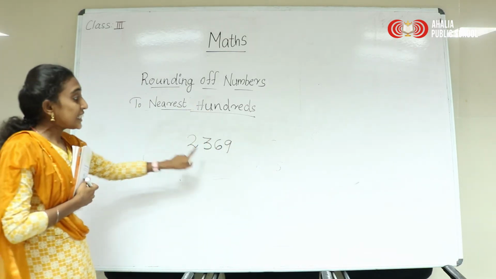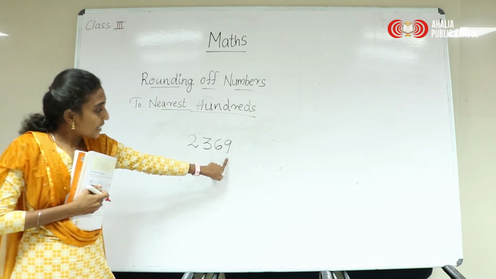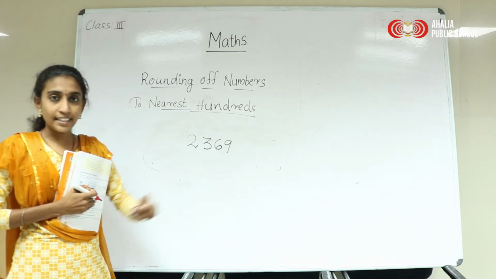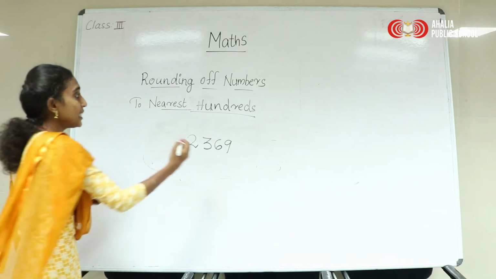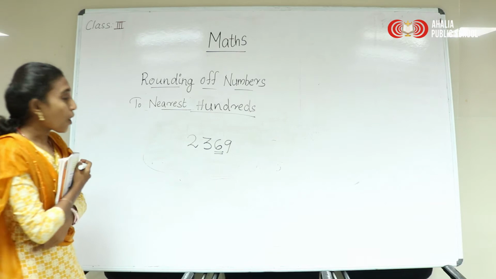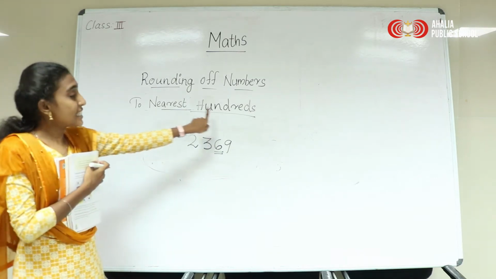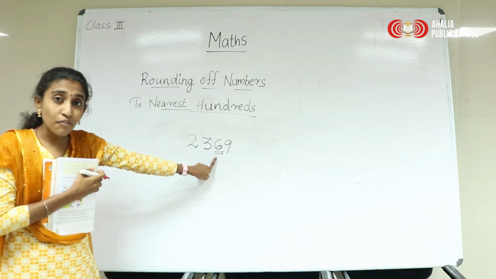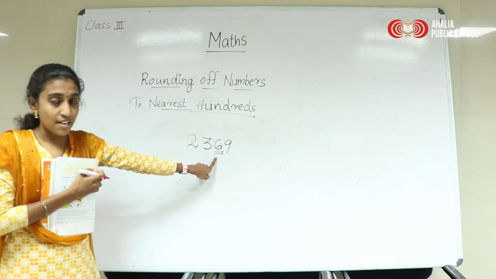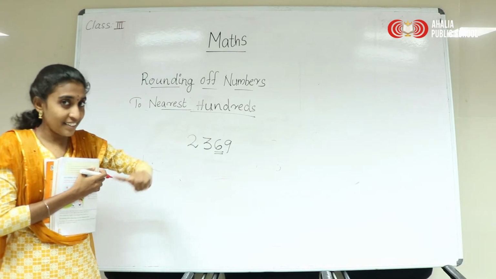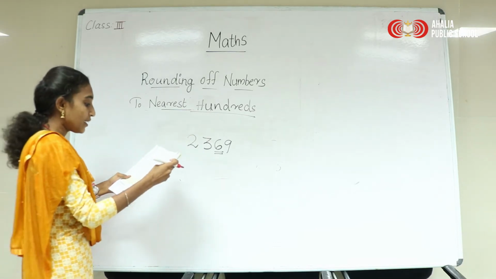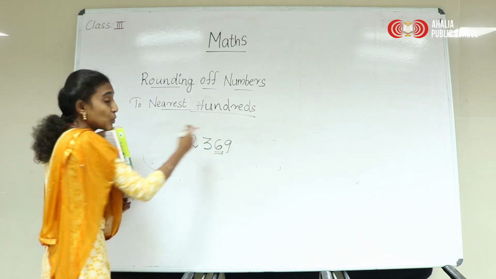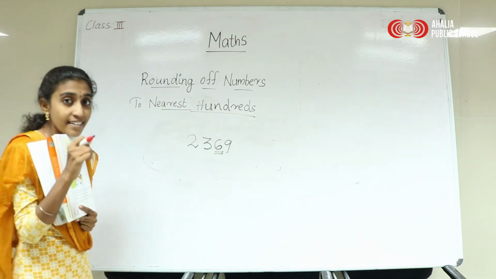2369. So we are checking the number in the tens place to round a number to nearest hundreds. So what is in tens place? 6. So 6 is obviously greater than 5. So what we'll do here? Yes, what we'll do here? We will round this number to nearest hundreds.